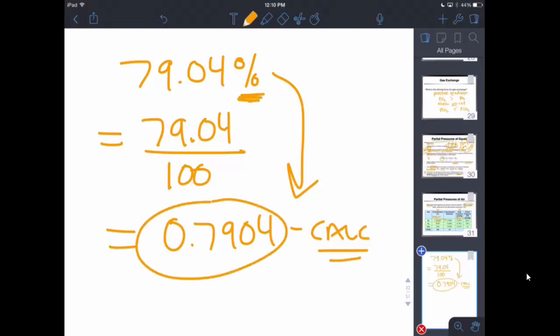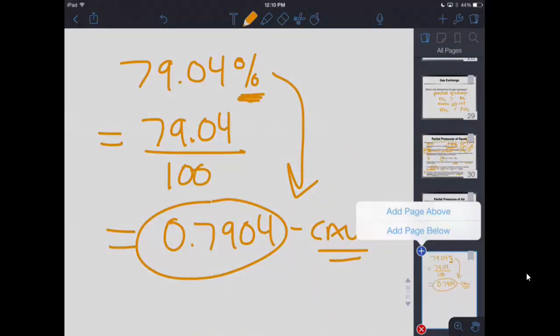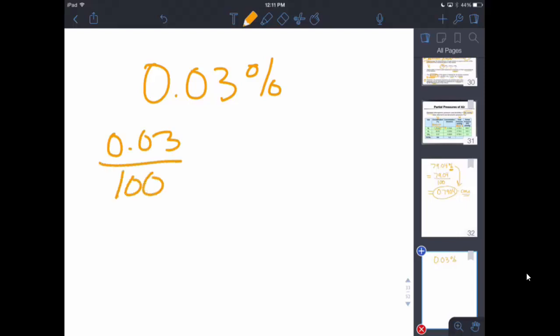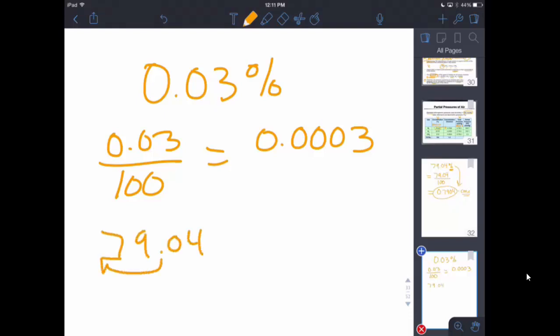Now where you need to be careful is when you are converting CO2, which is 0.03%. 0.03 out of 100 is 0.0003. So basically what you're doing is you're moving the decimal point 2 places to the left.